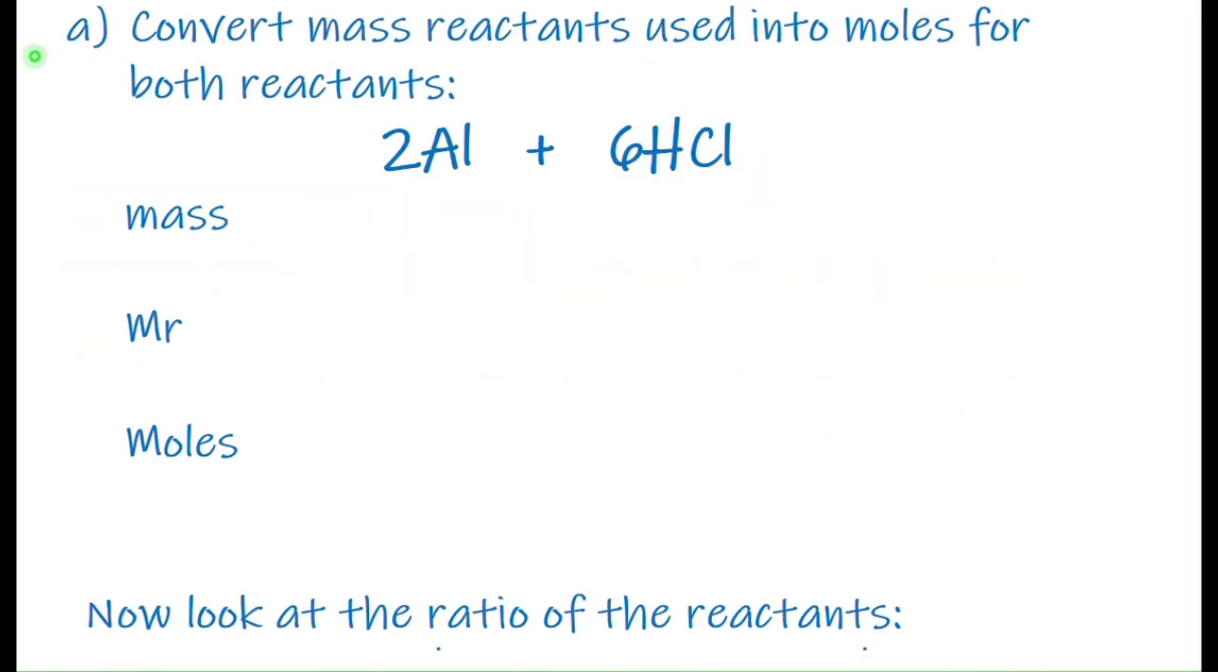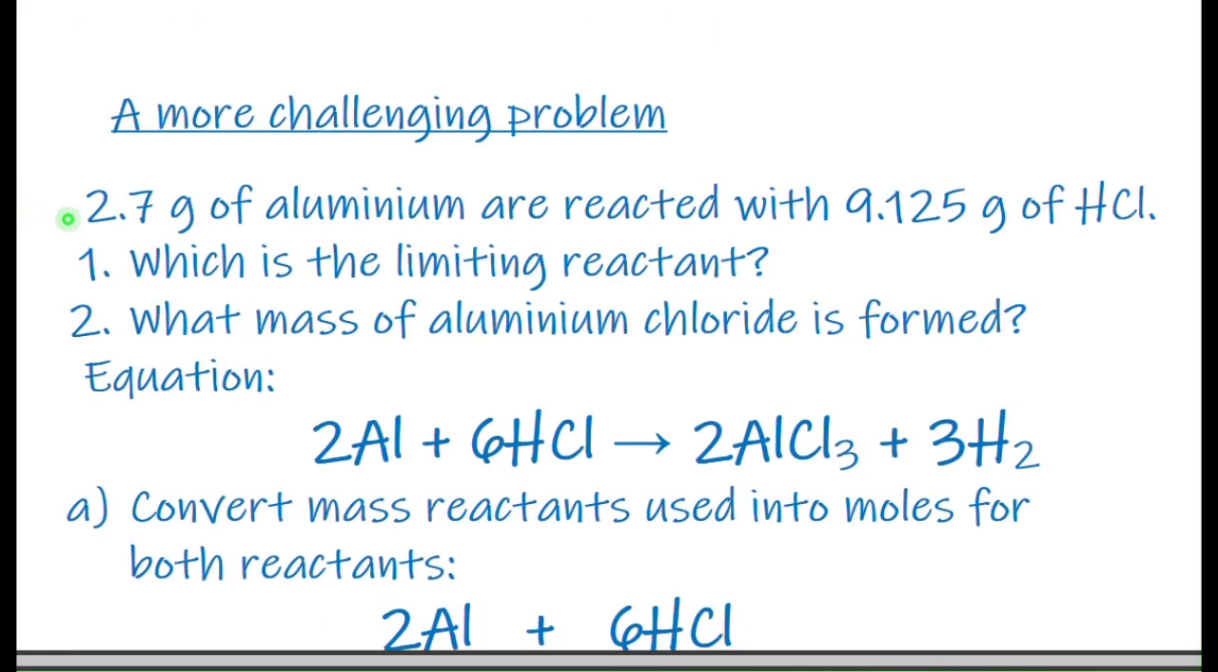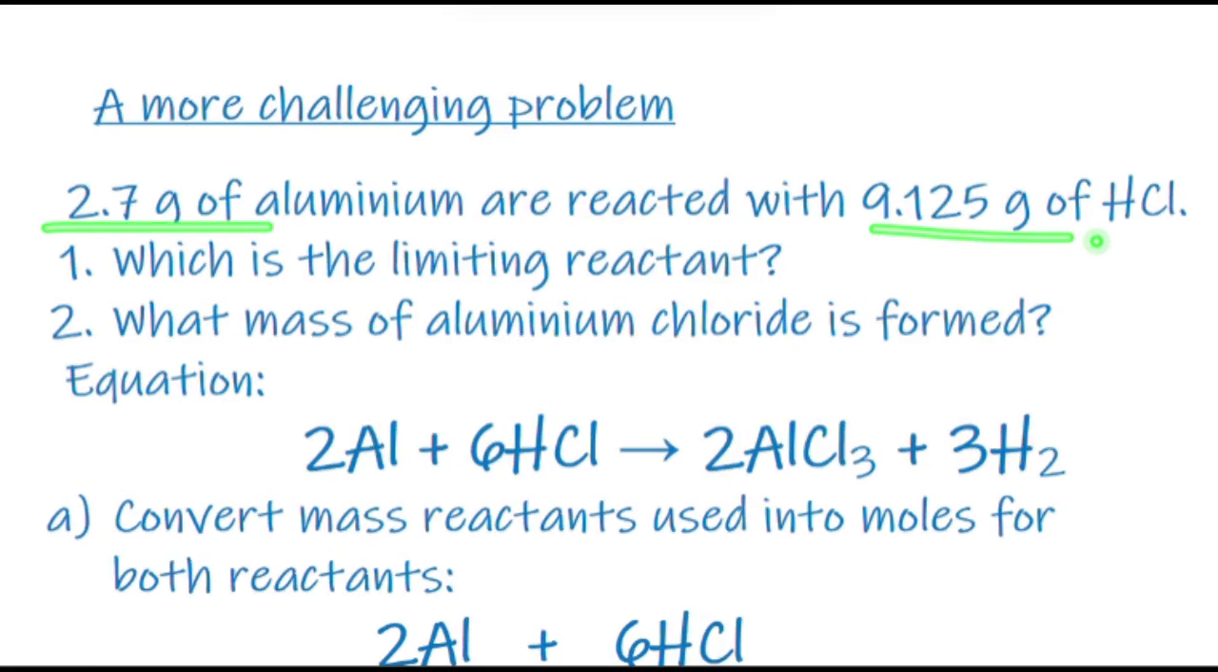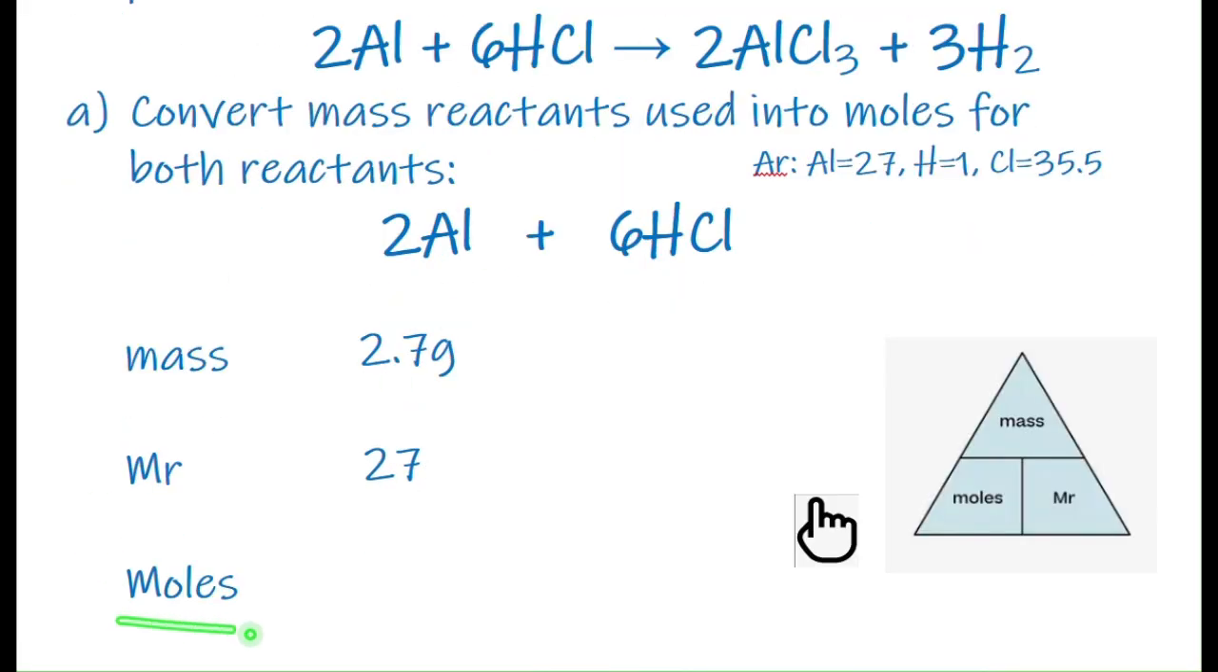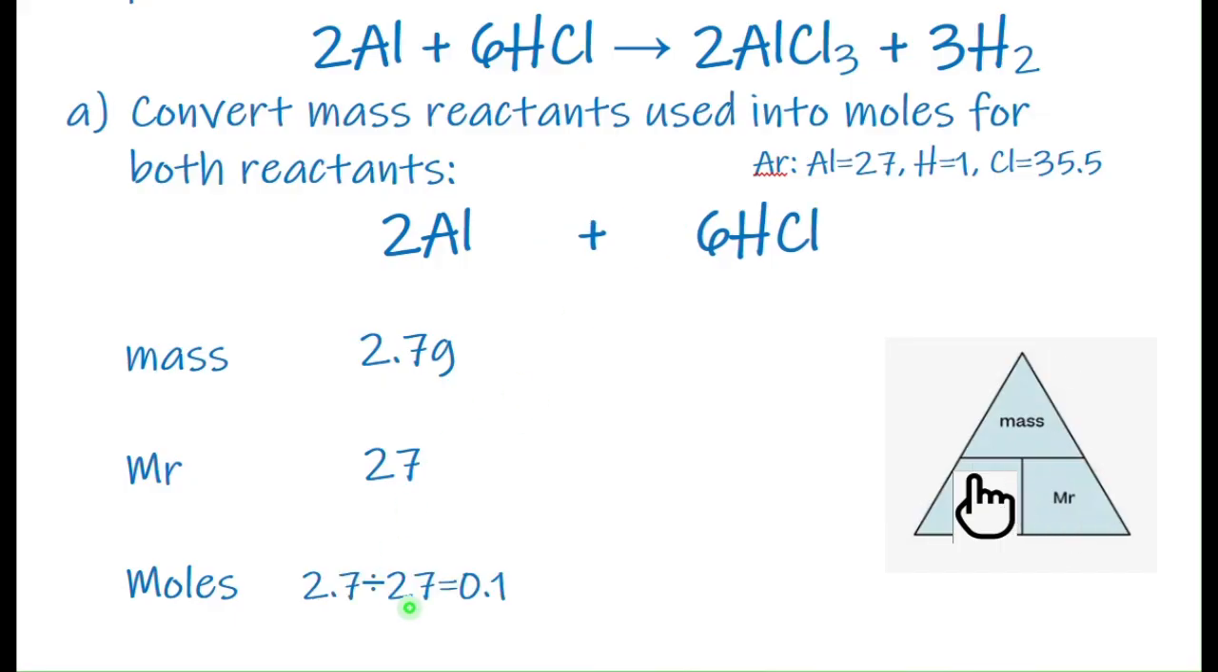So the first thing we're going to do is convert the mass of the reactants into the numbers of moles using Mr, Moles with a mass on his head. We jot mass, Mr, moles down the left-hand side and then the two reactants at the top. We're using 2.7 grams of aluminium and 9.125 grams of HCl, hydrogen chloride or hydrochloric acid. The Ar for aluminium is 27. Using Mr Moles triangle, we cover up the moles and we do mass divided by the Mr. 2.7 divided by 27, 0.1 moles of aluminium.